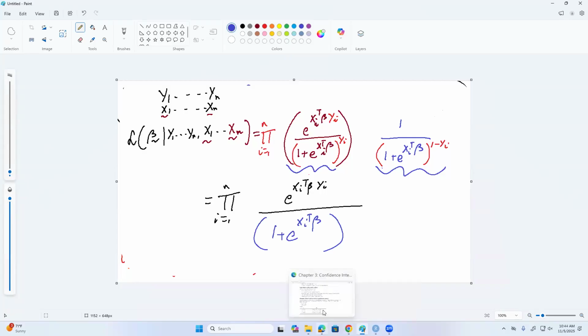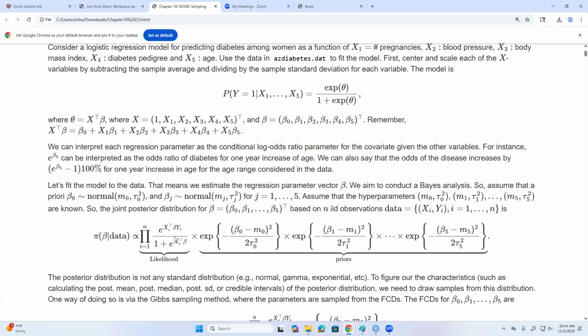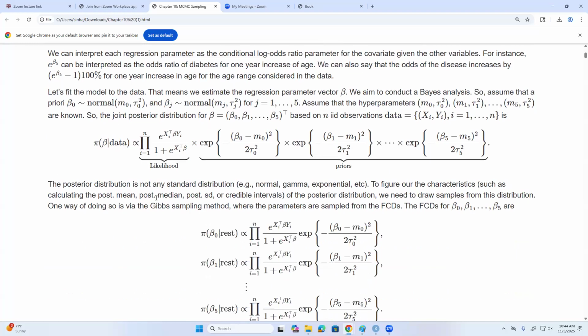And you have this expression. That is the reason. Okay, so this is the posterior distribution. It is not in any standard form, not any standard distribution. Not normal, not gamma, not exponential. You may see that the prior part is normal, but when you multiply this with this likelihood, the distribution of any component of beta is not normal.